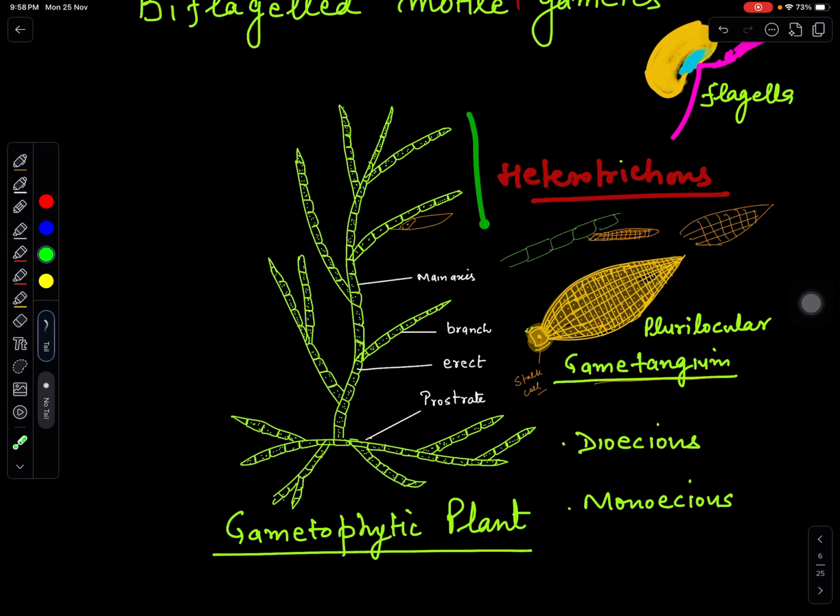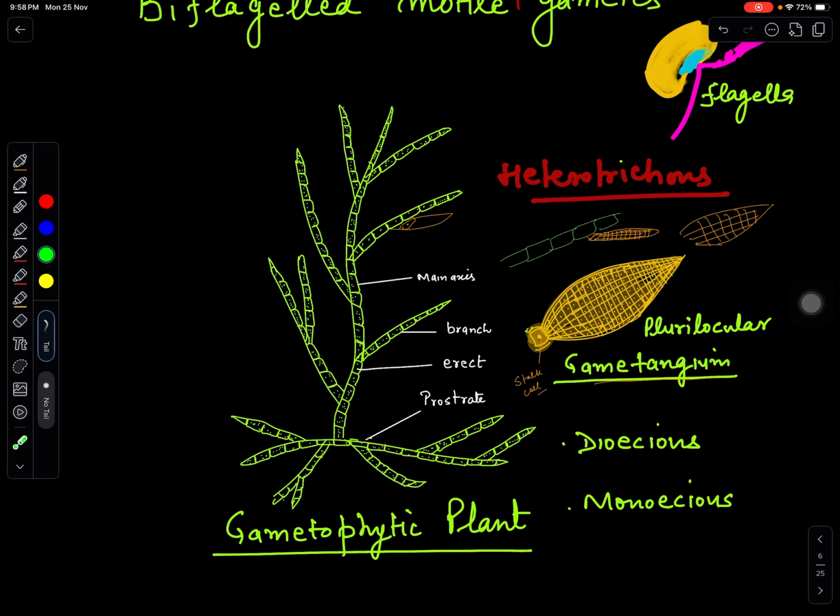Now species of Ectocarpus can be dioecious or monoecious. Monoecious means, supposing this is the gametangium and this is producing the gametes, these gametes can fuse with each other, or there is another gametangium producing gametes and they can fuse with each other. Gametangia may be present on the same plant, or gametes may be arising from the same gametangium on the same plant, and then it is called the monoecious condition.